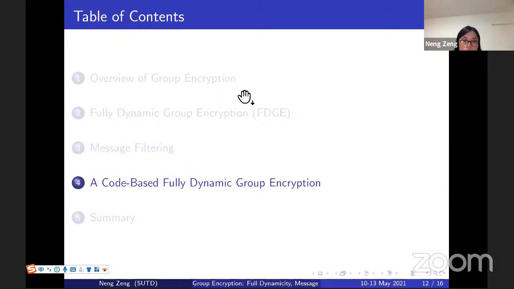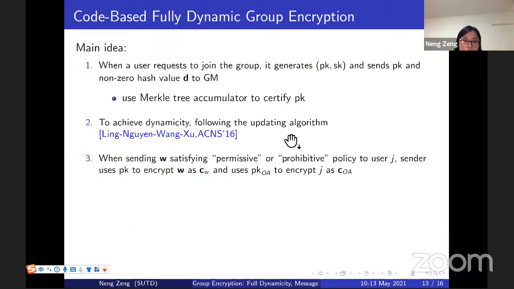And following the model of the fully dynamic group encryption and the policies we just mentioned, we can have our code-based instantiation. And the main idea of our code-based fully dynamic group encryption is, at first, when a user requests to join the group, it generates its own public and secret key. Then it sends the public key and the non-zero hash value D to the group manager. And second, to achieve dynamicity, we follow the updating algorithm.